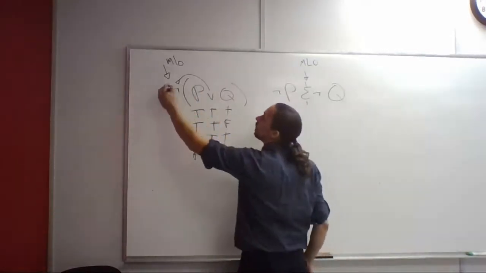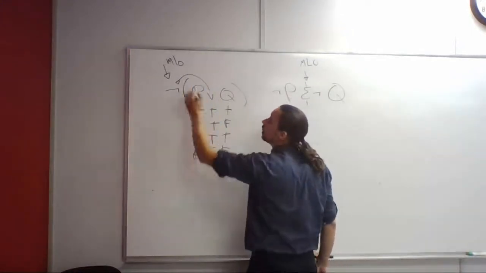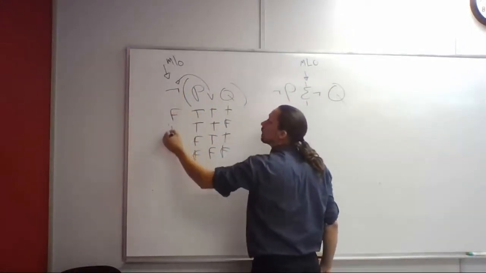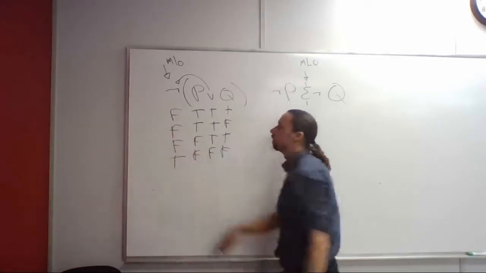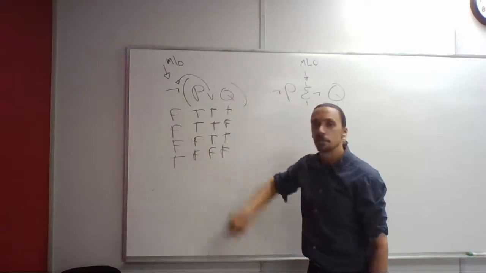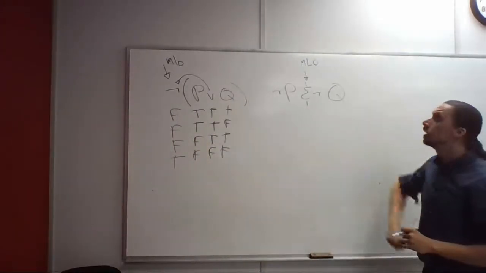So then we flip the values, because this disjunction is going to be the input of the negation. True gets flipped to false, true gets flipped to false, true gets flipped to false, false gets flipped to true. False, false, false, true under the main logical operator. Good. What about this one over here?